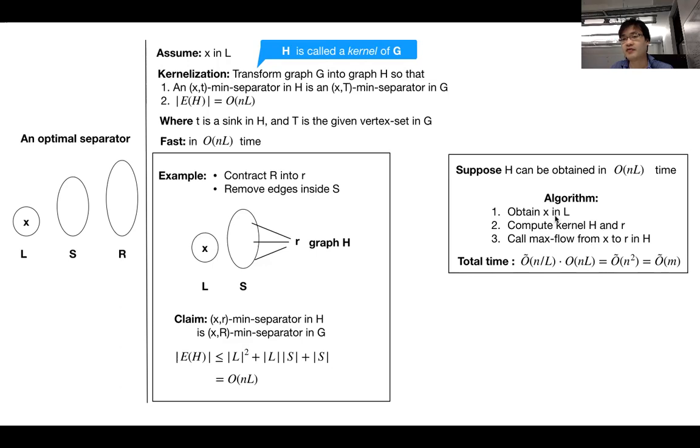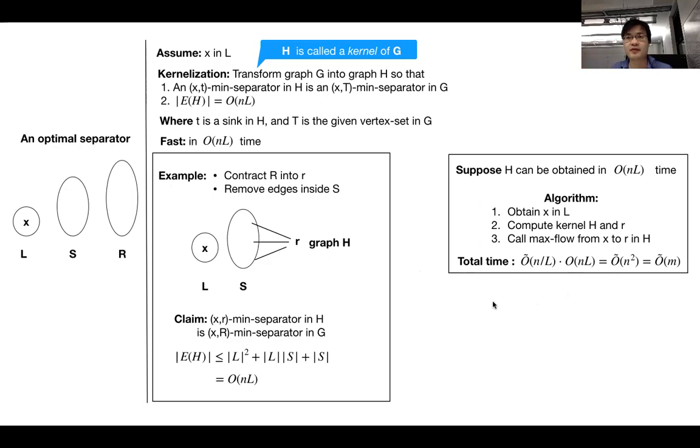So it is possible that there's some event where X is not in L. In that case, the kernel will be the kernel of a different separator, but it's okay because we want to compute the minimum cut. So we just take the minimum of the cuts that we obtain from these kernels. Okay, and finally, I want to mention that the last issue is that we don't know capital R, right? So for this one, we contract R into the small r. How do we handle this case?